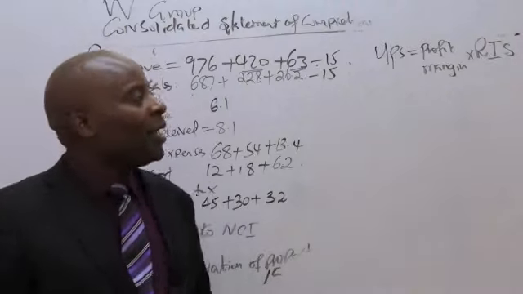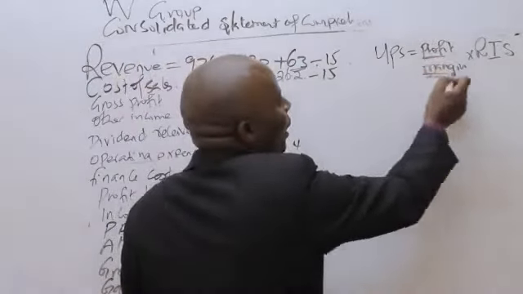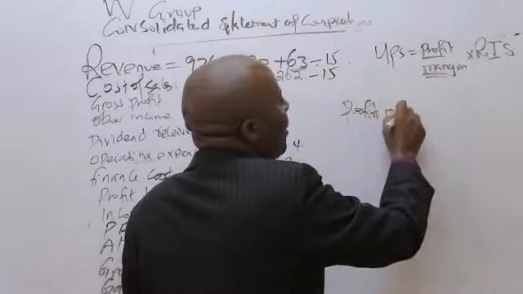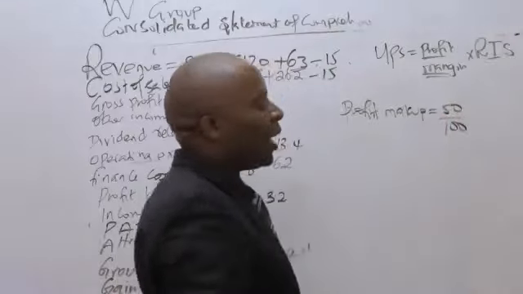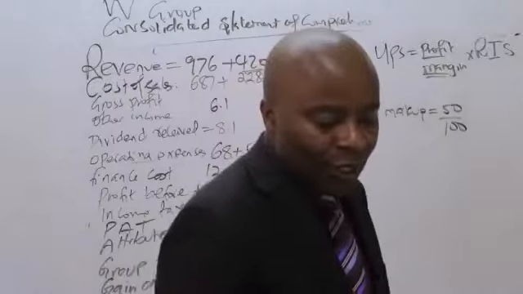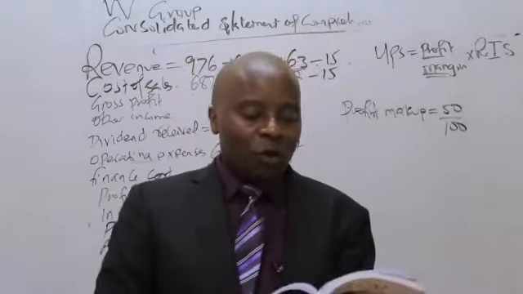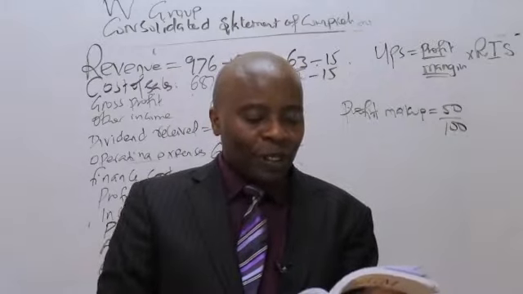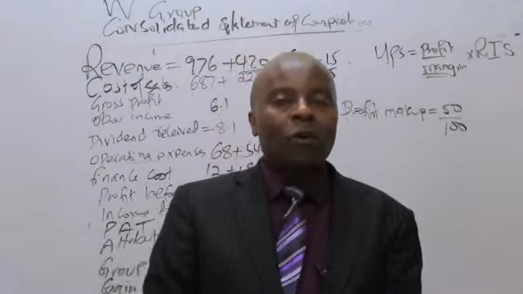These guys, instead of giving me profit margin, gave me profit markup. They have told me that the profit markup is 50 over 100. If you read note number 4, they've told me that these goods were sold by W Limited at a markup of 50%.